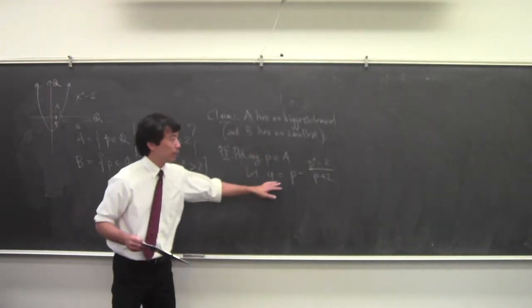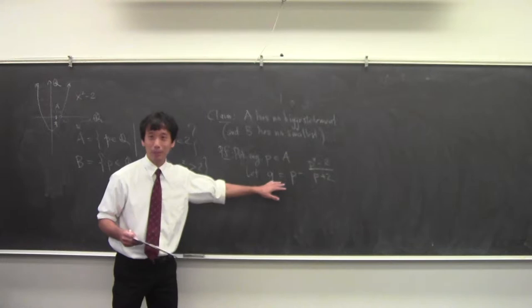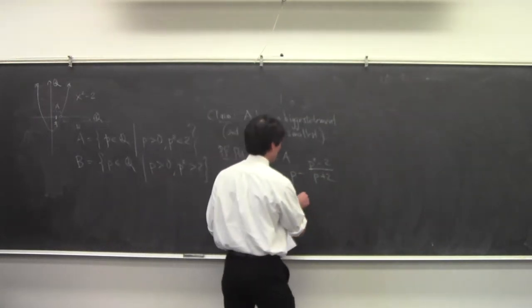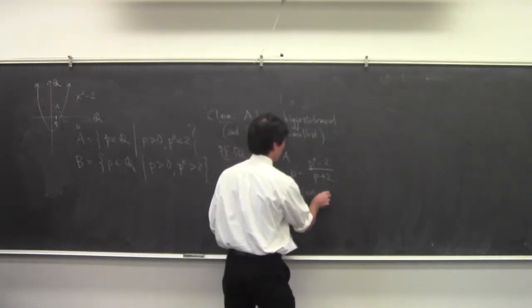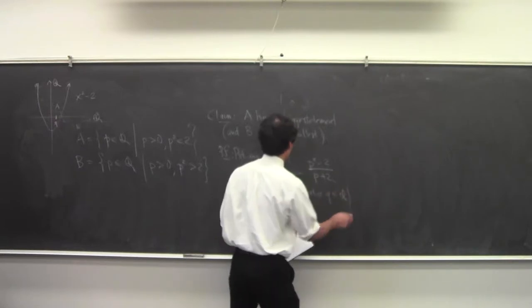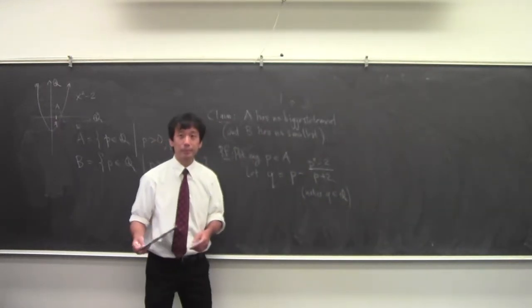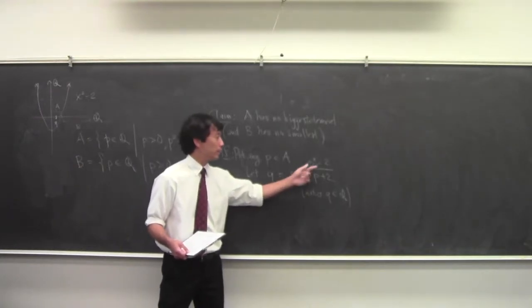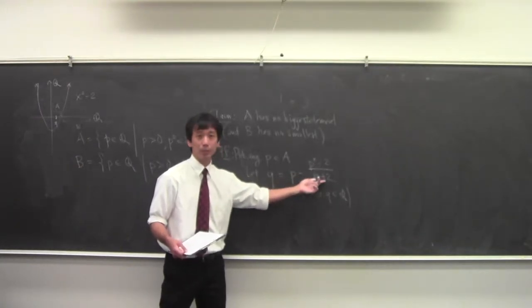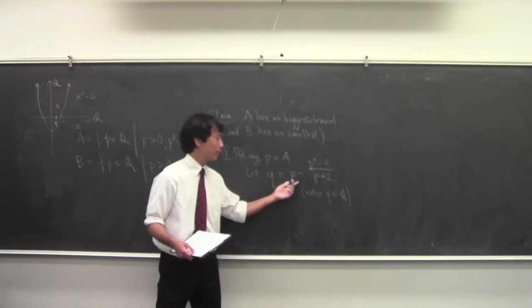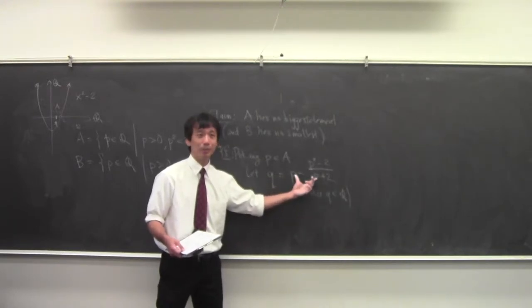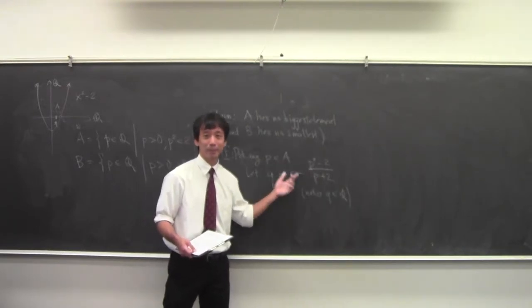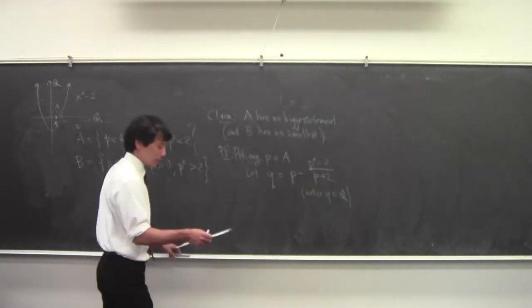So let Q be this mysterious number. Notice that Q is a rational number, because (P squared minus 2) over (P plus 2) is a rational number. P is a rational number, and Q is a difference of rational numbers. It's a rational number.